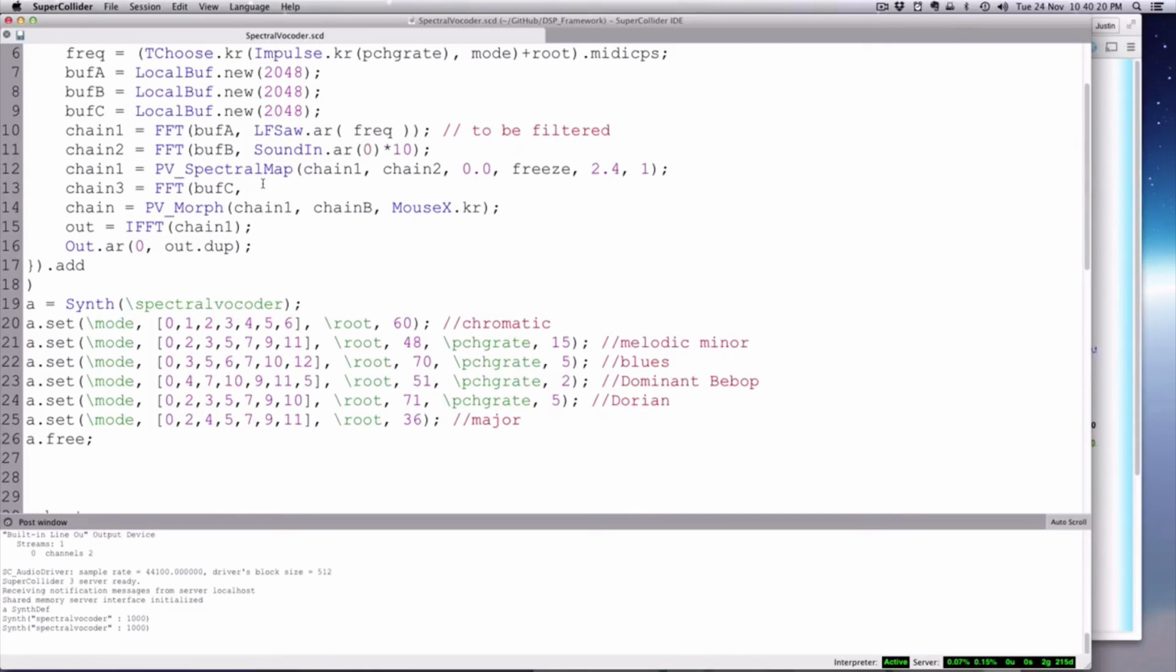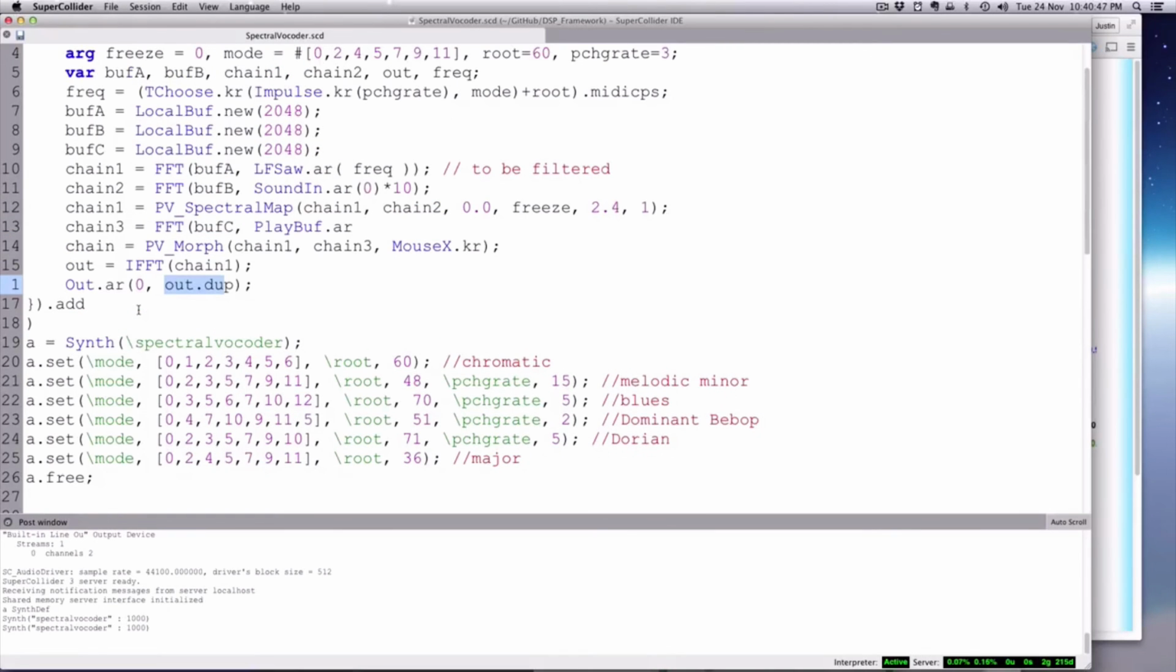And then take some other sound that could be a play buff, play some kind of buffer. We take that, chain 3 there, and then have another process on morph. So mapped, then morph to something else. And finally, the last part of the chain would be to take the inverse Fourier transform, bring it back out into the time domain, and then send it out the speaker.